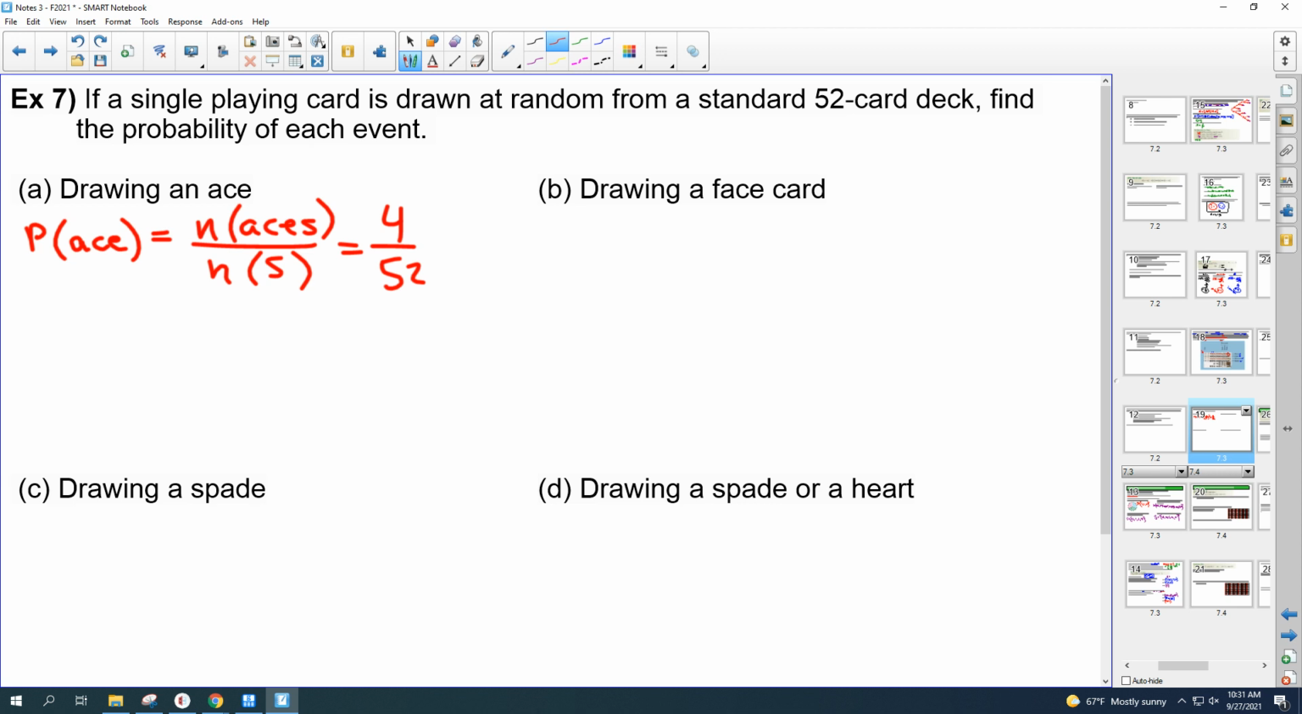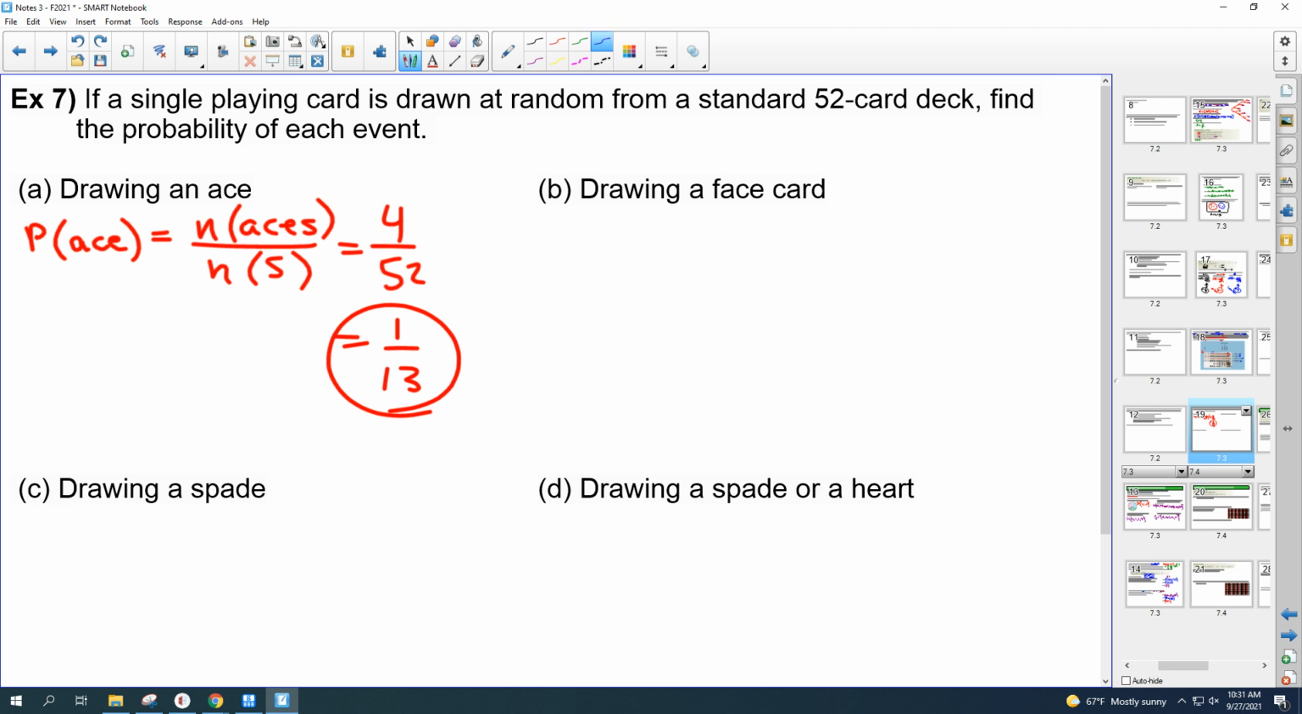There are 4 aces. Out of how many cards in the sample space? 52. That number comes up a lot. So 4 out of 52. I don't care if you reduce the fraction. My general rule is if it's easy to reduce the fraction, reduce it. If it's not easy to reduce the fraction, give me a decimal. So 4 over 52, that's 1 over 13. That one's fairly easy. If you gave me the decimal there, no big deal. That's fine. Usually a decimal I would round to 4 places.